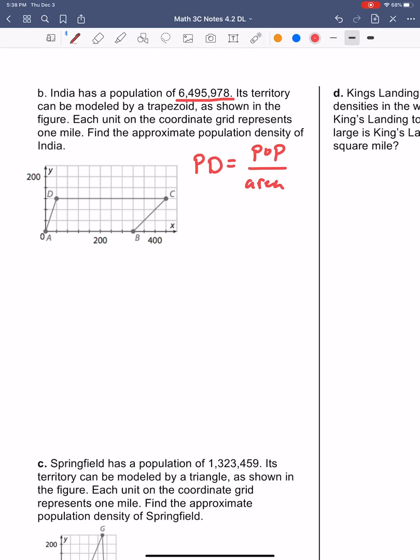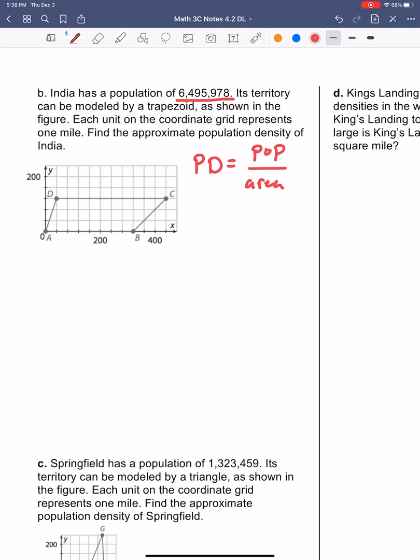Its territory can be modeled by a trapezoid as shown in the figure. Each unit on the coordinate grid represents 1 mile. Find the approximate population density of India. So for this, I need to know what the area is of this trapezoid that's here. We can do this a couple different ways. I'm going to go ahead and break this down into shapes that we are familiar with here.